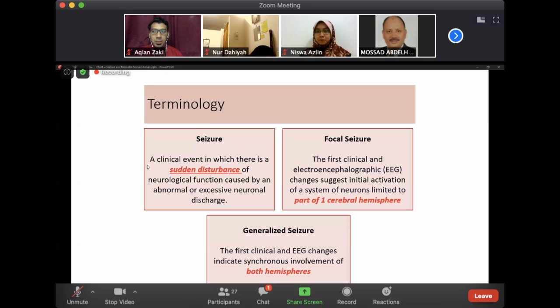First, seizure. It is a clinical event in which there is a sudden disturbance of neurological function, either by abnormal or excessive neuronal discharge. And then there is focal seizure and generalized seizure. Focal seizure, this is the definition taken from Nelson. It is first clinical and electroencephalography (EEG) change that suggests initial activity in a system, which is limited to one part of the cerebral hemisphere, and then generalized, which involves both hemispheres.